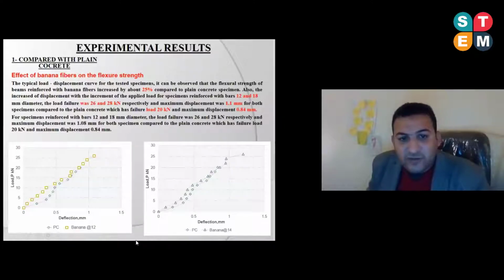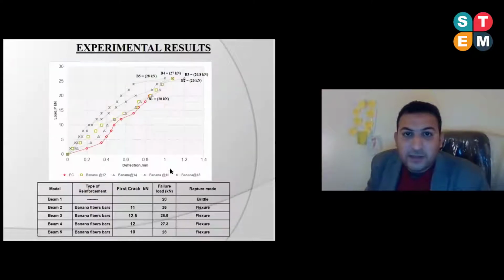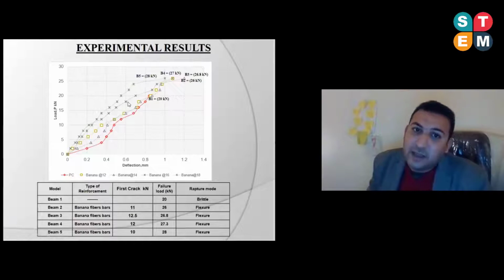This is the load deflection curve for each specimen. And this is the load deflection for the plain concrete and the banana fiber. We can see that when we use the banana fiber, it increases over the plain concrete for specimen beam 1, beam 2, beam 3, beam 4. This is the indication for all of the beams, this is the plain concrete without any traditional steel bar, without any reinforcement. And when we put the banana fiber bar as a reinforcement, it increases the strength by 25%.